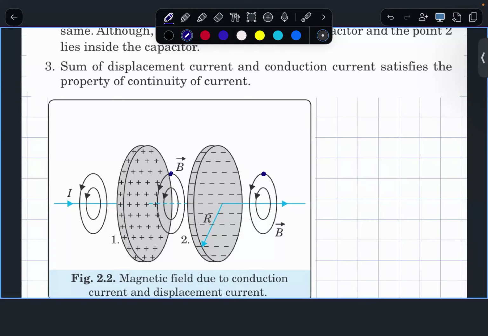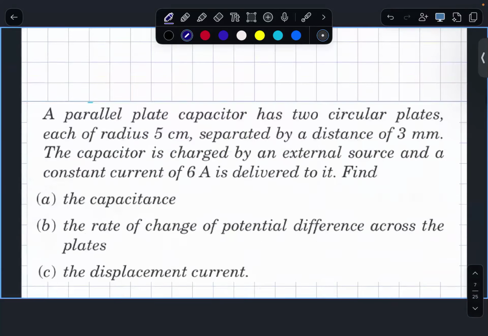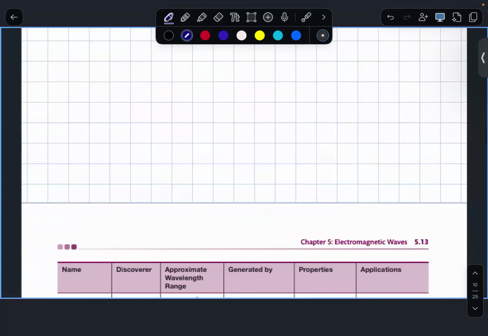So we will move on to the next part of electromagnetic waves. I hope I will complete the theory by today, by all means. I will discuss problems also later on.